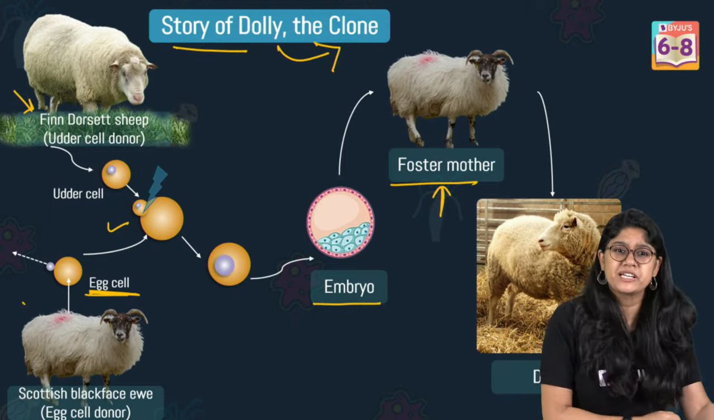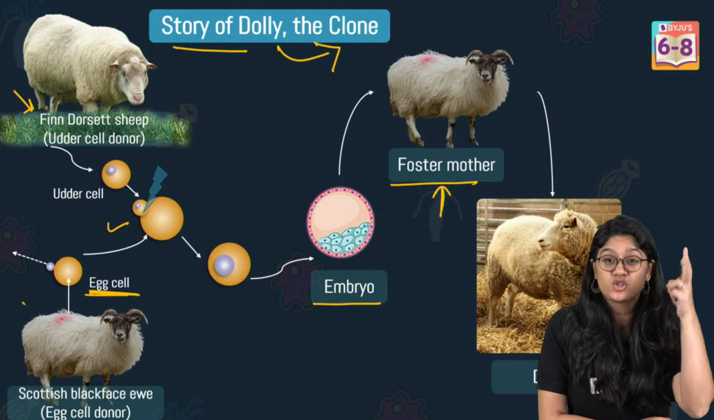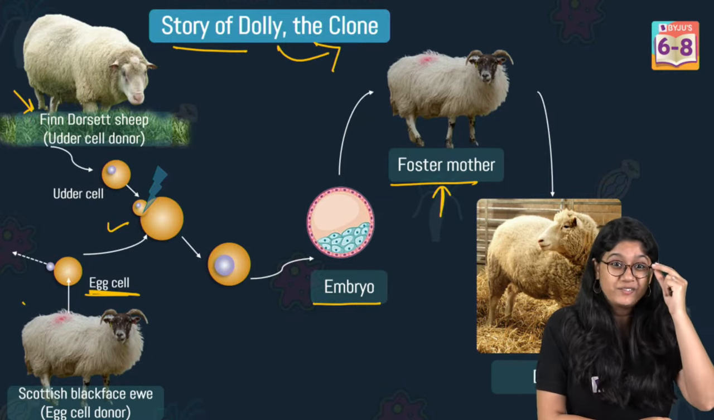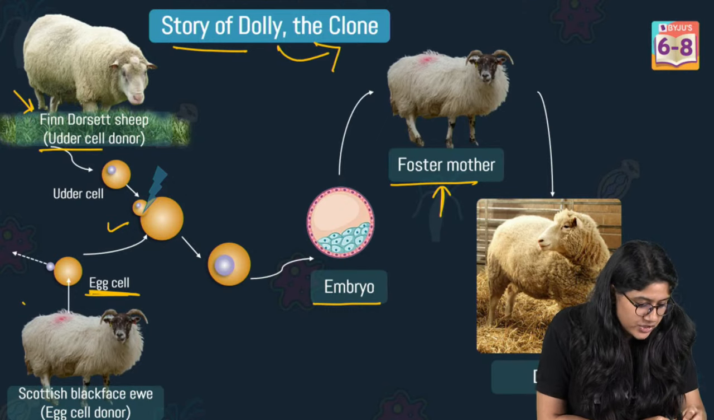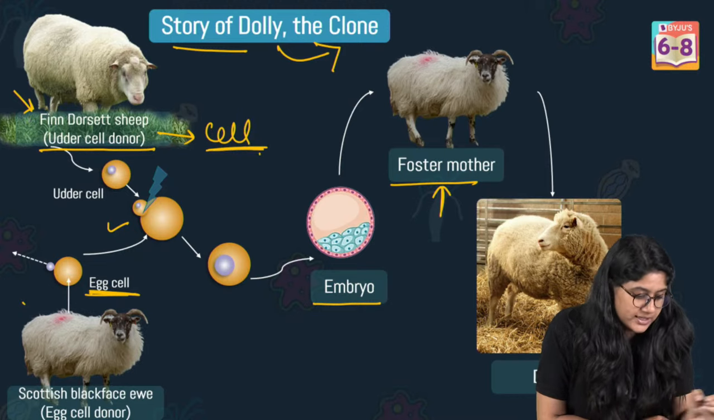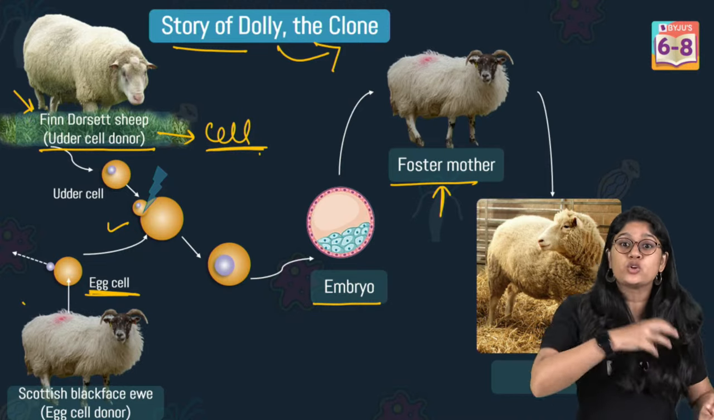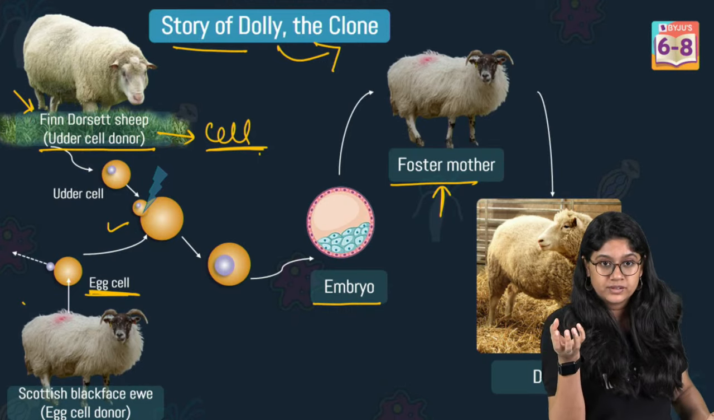Okay, I'm explaining again. Dolly has two mothers, basically. Very good. We took the cell and not the nucleus. Other cells means cells from the body, right? And of course, the nucleus was removed. Okay?